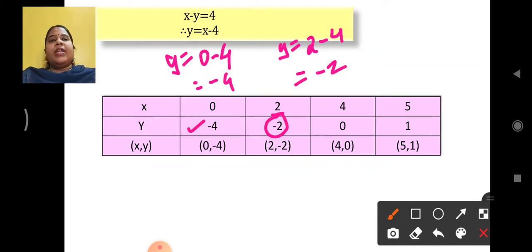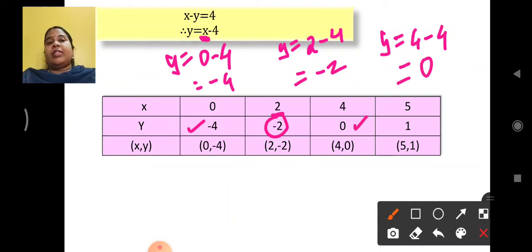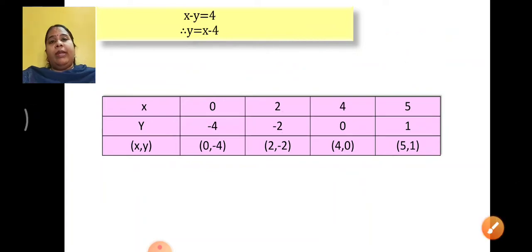Suppose I take x as 4. So what will be the value of y? It will be nothing but 4 minus 4. See here, I am substituting x as 4. So 4 minus 4 is 0. I have got the next value. x as 5. So what will we get? 5 minus 4, that is 1. In this way you can prepare the second table also. Right. So both the tables are prepared.